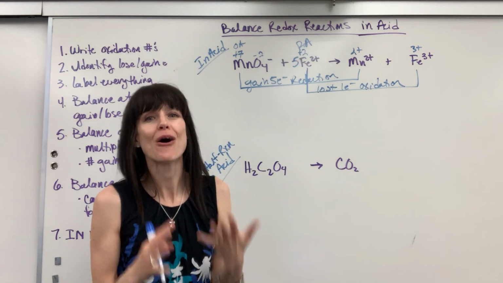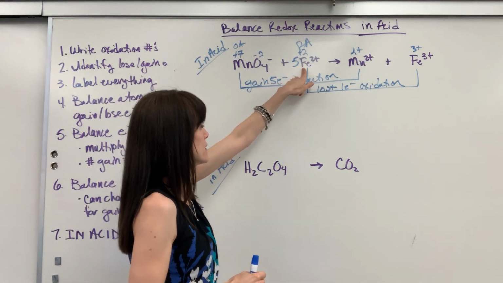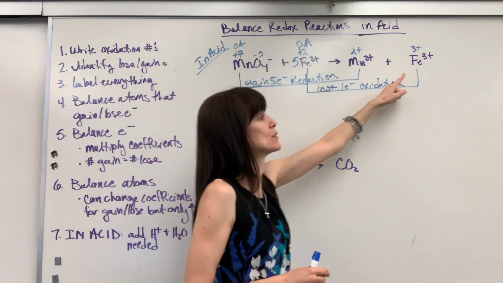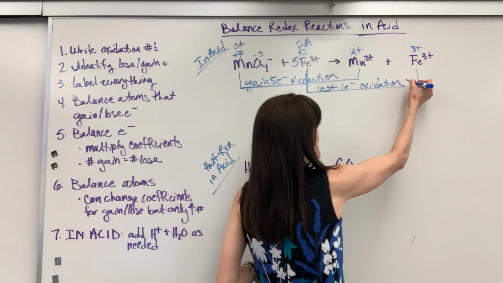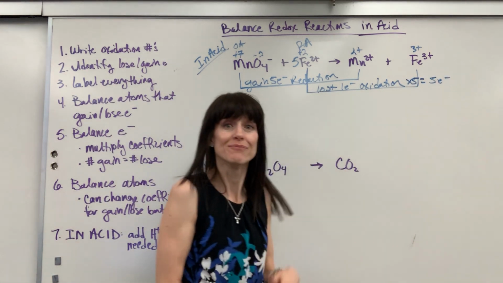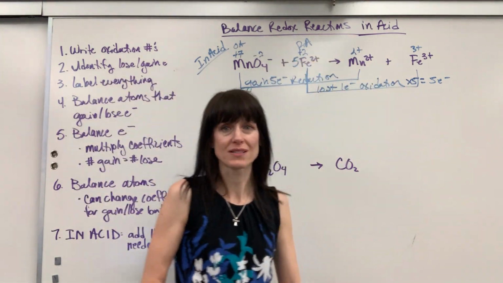Now remember, we always write oxidation numbers for one atom. So this Fe2+ going to Fe3+, one iron is going to lose one electron, but I now have 5 iron atoms. So let's multiply this by 5 atoms and we are going to get 5 electrons lost. Check it out, it's balanced. 5 electrons gained, 5 electrons lost.